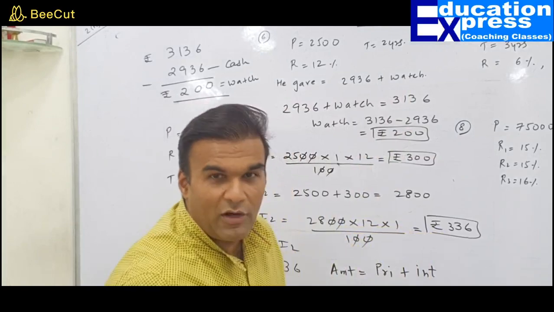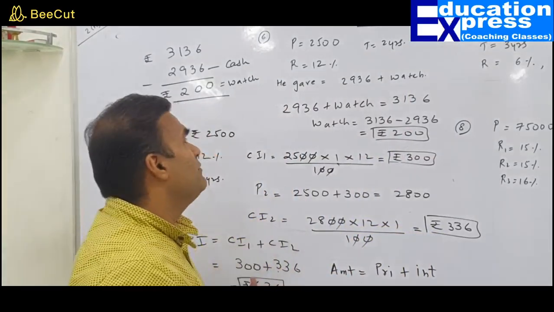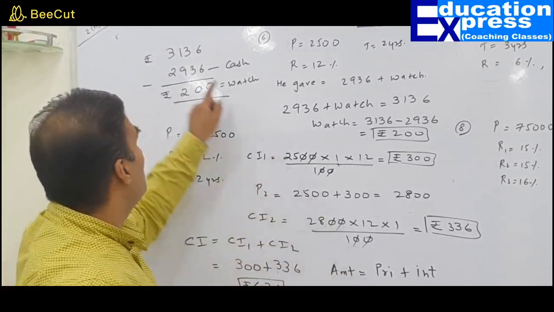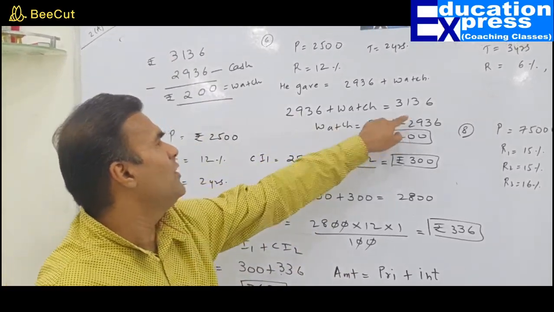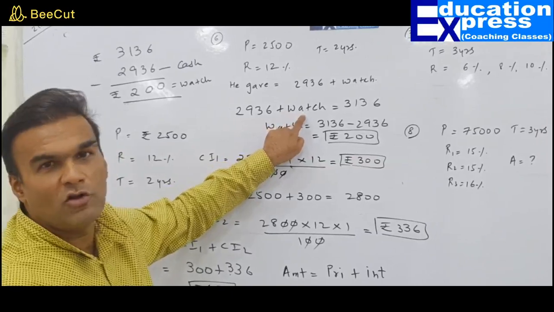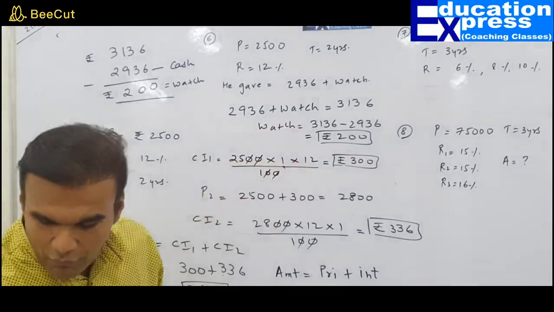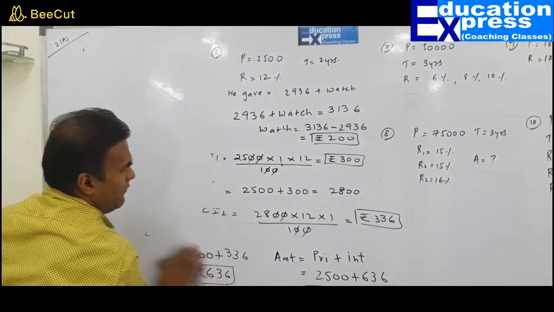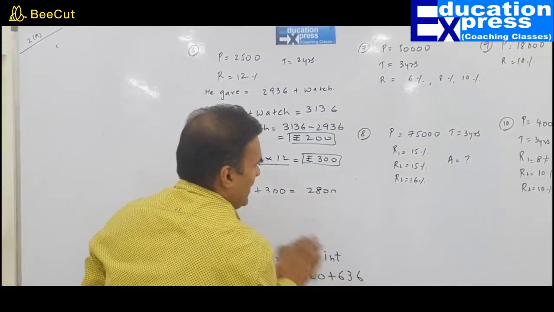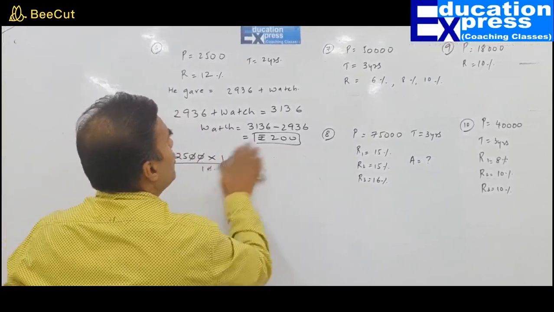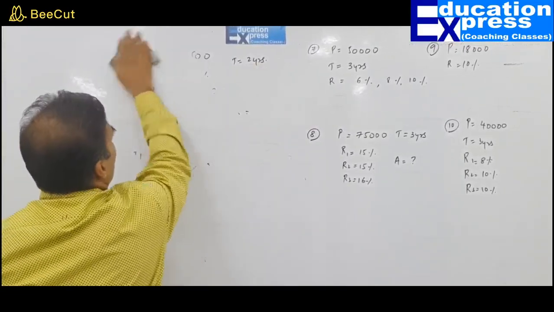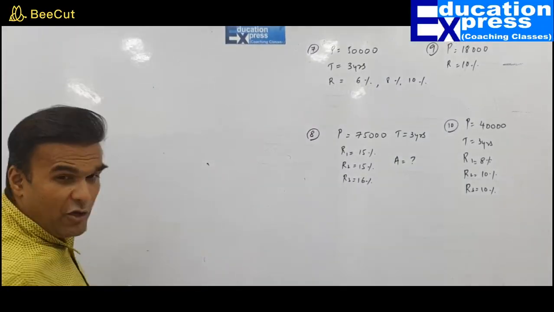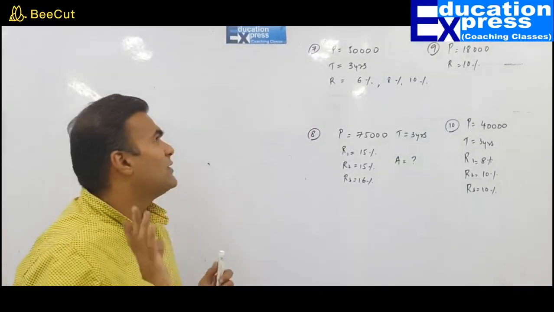This is a very important and interesting question. It was very simple also. I simply calculated the interest and found out the total amount due. Total amount due equals 2,936 plus the watch. So the value of the watch is rupees 200. This is question number 6. You can mark it as a very important question. And trust me, all the questions now, 7, 8 and 10, are monotonous. Very, very simple. I will guide you how to do them, but you have to do them by yourself.